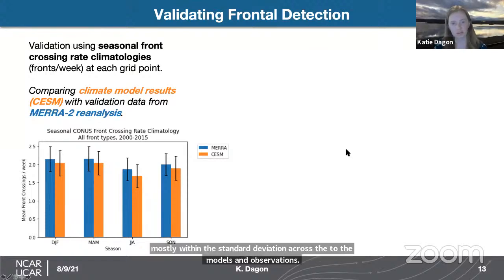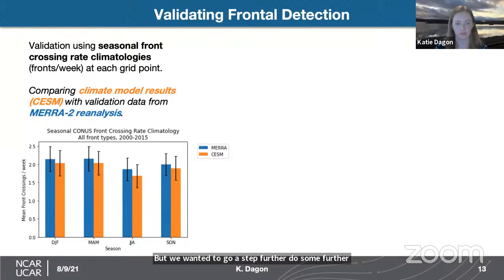But we wanted to go a step further and do some further validation of the CESM output. One of the reasons for this was that we had to adjust the input fields that we were using from CESM, purely based on the fact that some of these high resolution simulations do not have all the input fields saved at 3 hourly temporal resolution, which is what we need to run through the detector. So what we did was we also wanted to compare to some reanalysis data, where we did a more apples to apples comparison, and we tried to use the same input fields from MERRA and from CESM.